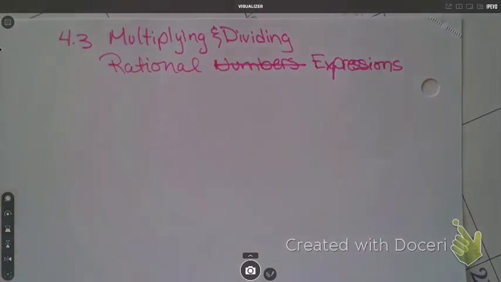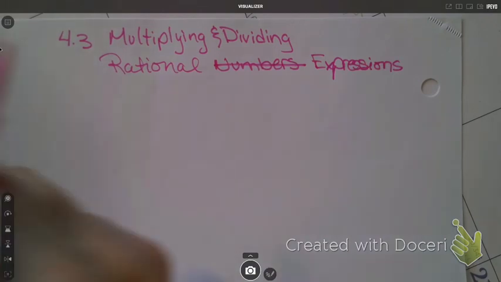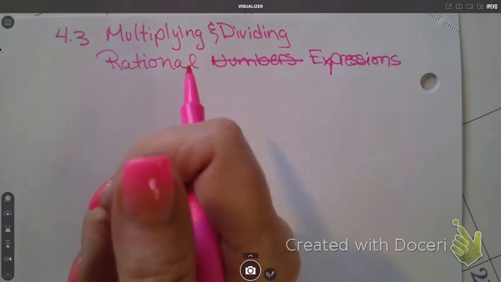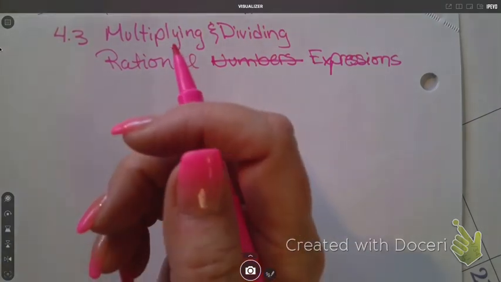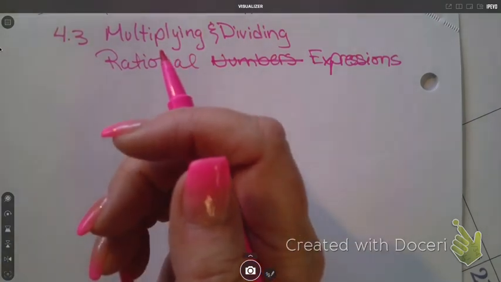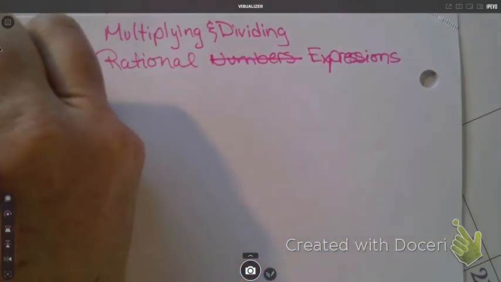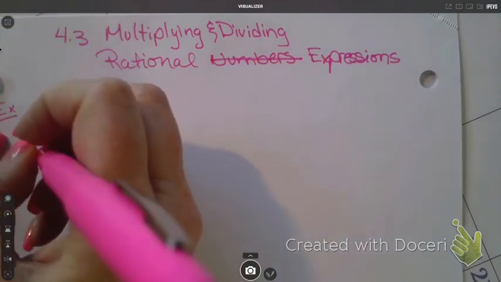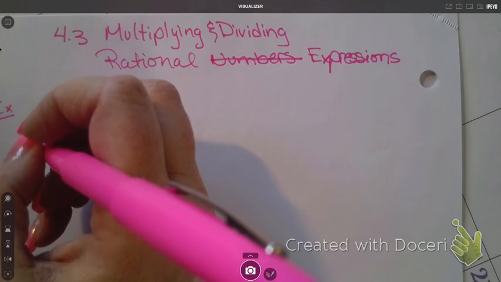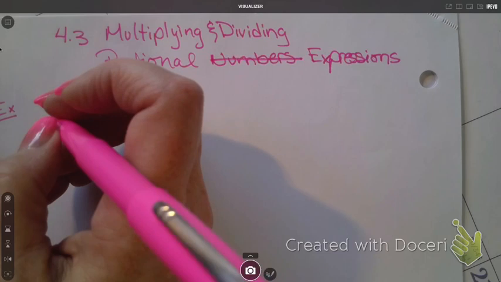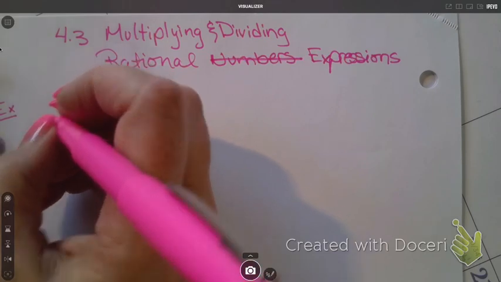Okay, 4-3, multiplying and dividing rational expressions. A rational expression is a fraction that has equations in it, right? I want an equivalent expression. What does equivalent mean? Equal. Okay, so I'm going to start with, give me the equation.